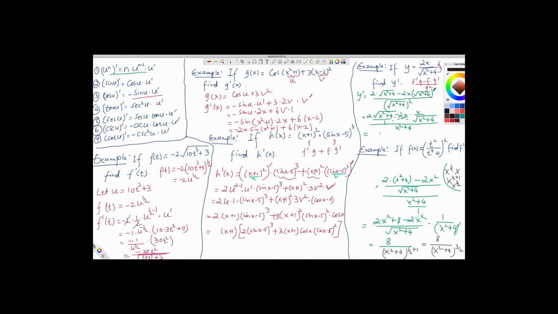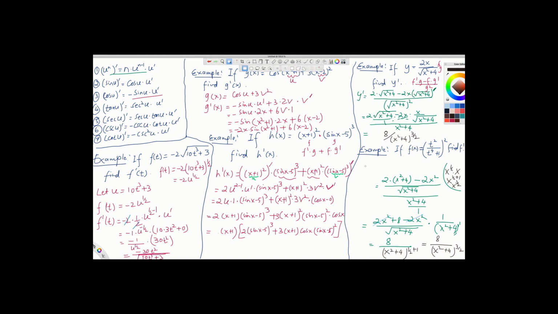This is the form of answer the WebWork system likes, okay? So basically that will be 8 over x squared plus 4 to the 3/2. That is the final answer for this problem.